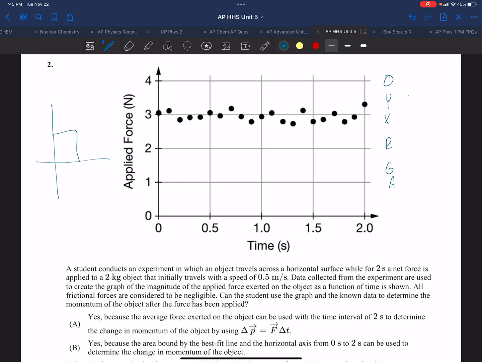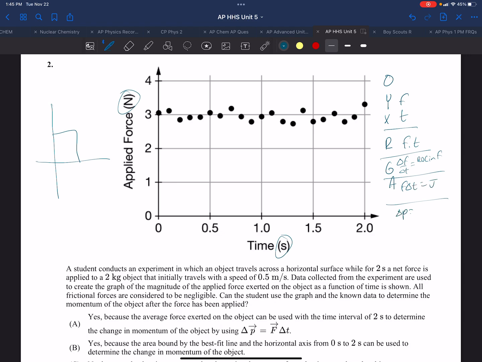Our y-axis is force with normal units. X-axis is time with normal units. So therefore, any questions about force and time, we'll just simply read off the graph. The gradient, delta F over delta T, is the rate of change in force. And the area is F delta T, which is the definition of impulse.